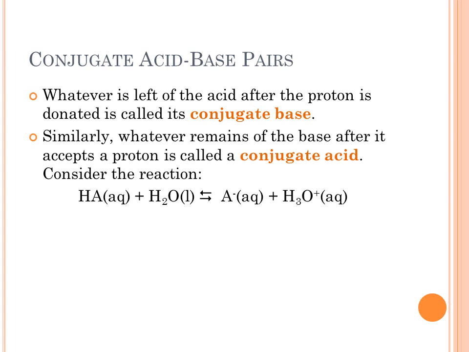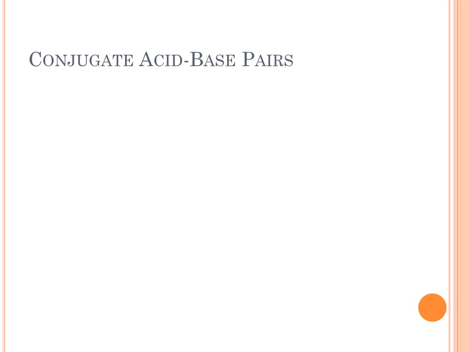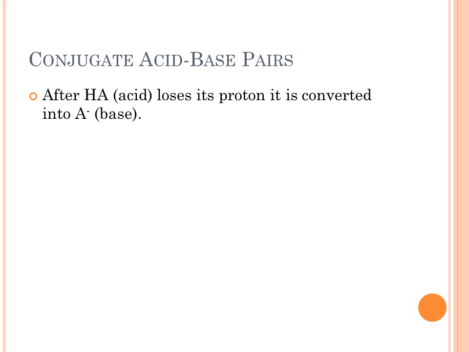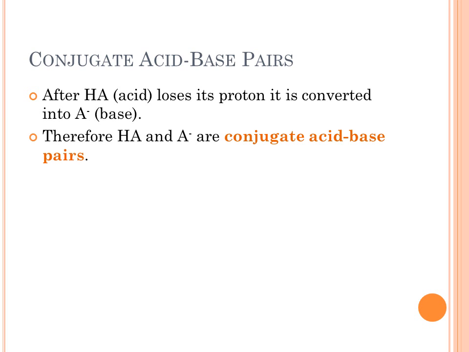So if we consider some generic acid reacting with water, we'll get the anion of the acid, A minus, and the hydronium ion. Now, after HA, which is the acid, loses its proton, it is converted to A minus, and the anion of an acid, particularly a weak acid, is basic. Therefore, HA and A minus are conjugate acid conjugate base pairs, where HA is the acid and A minus is its conjugate base.